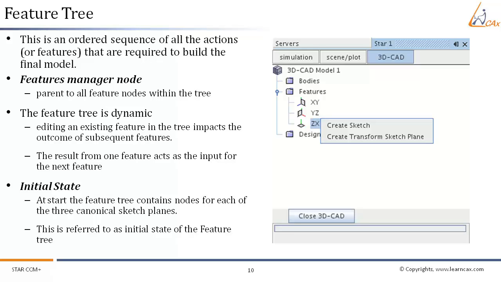At start, the feature tree contains nodes for each of the three canonical sketch planes. This is referred to as the initial state of the feature tree. As we go on creating more features, the length of the feature tree becomes longer.